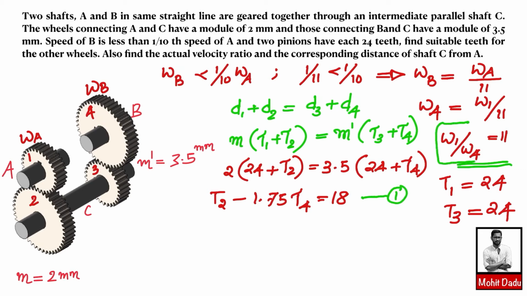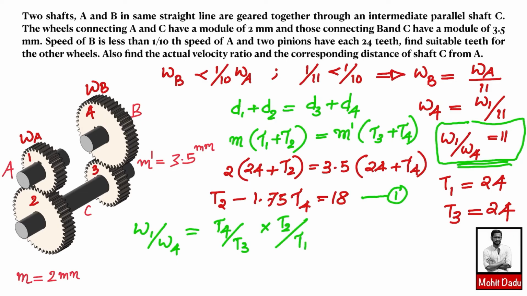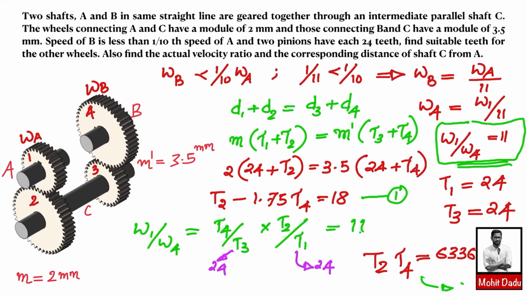I will call this equation 1. Now I will take the expression for velocity ratio, omega 1 by omega 4. As we discussed just before, omega 1 by omega 4 is equal to t4 divided by t3 into t2 divided by t1, and here the right hand side is equal to 11. Since t3 is 24 and t1 is 24, the product of t2 and t4 will be equal to 24 into 24 into 11, that means 6336. I can call this equation 2.